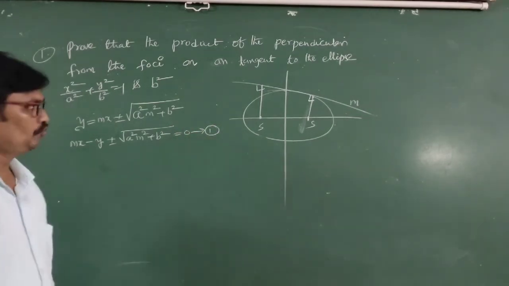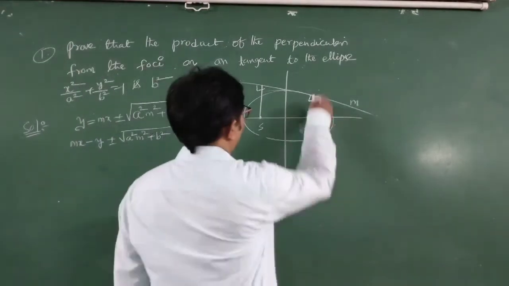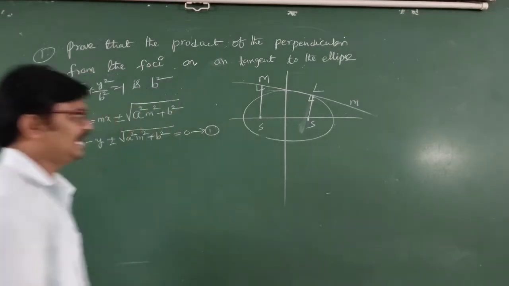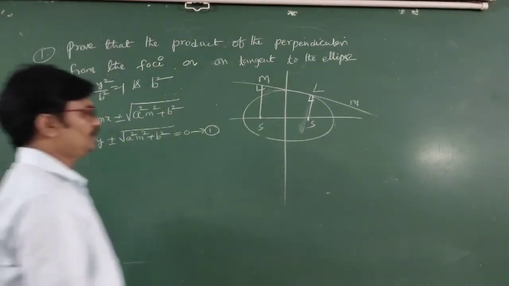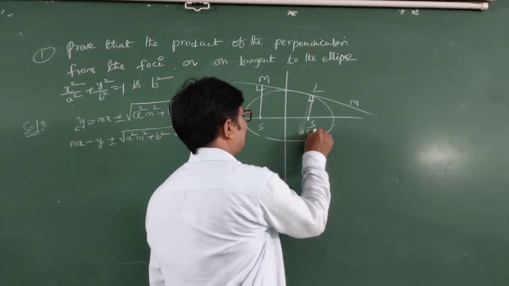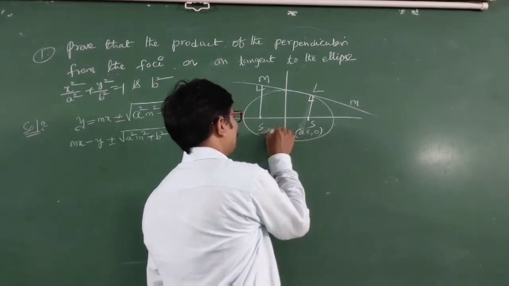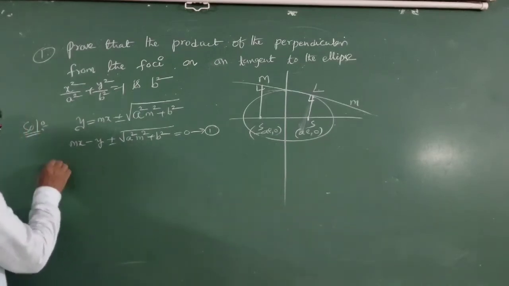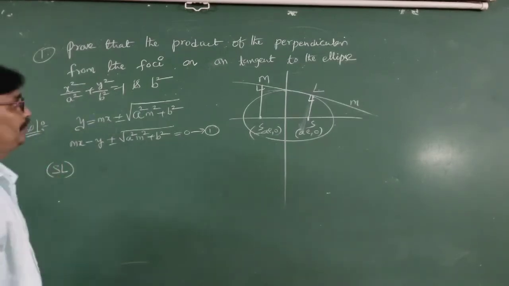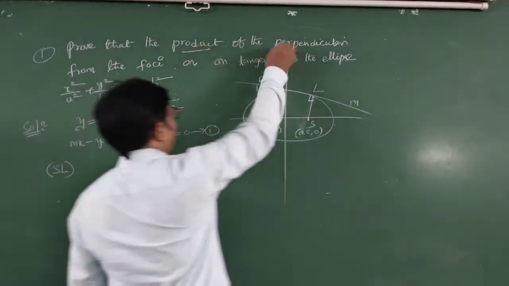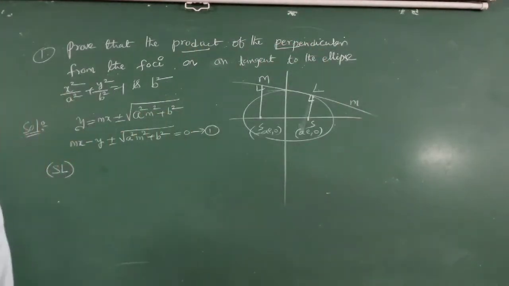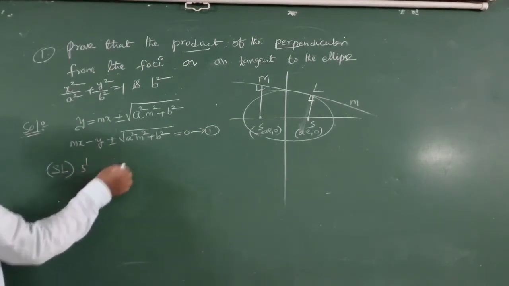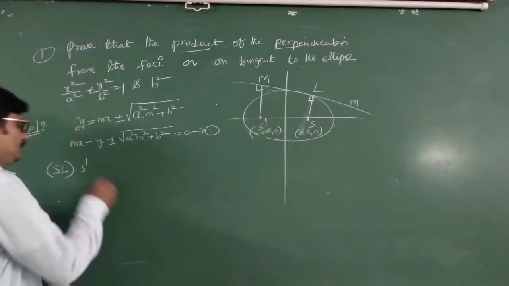So students, we have to find the product of the perpendiculars, that is SL into SM. The first focus is (ae, 0), and this is (minus ae, 0). Dear students, we have to find the product of the perpendiculars drawn from the foci to the tangent, that is SL into S dash M.